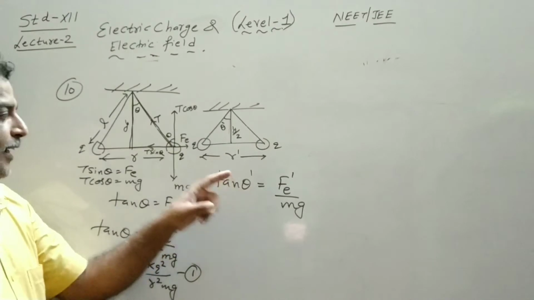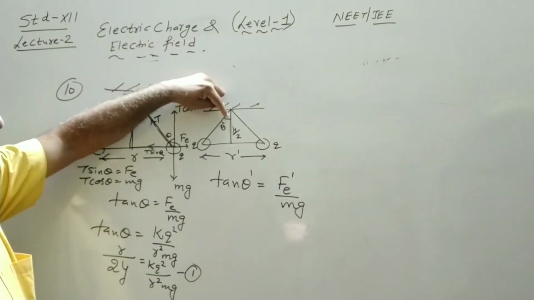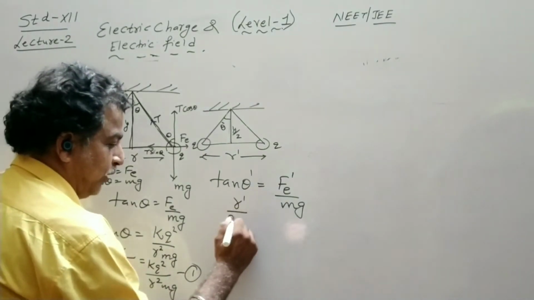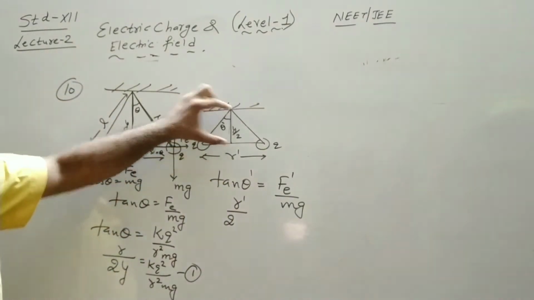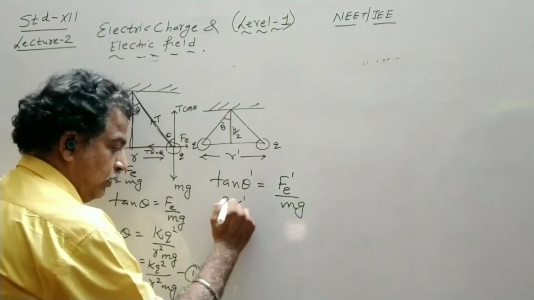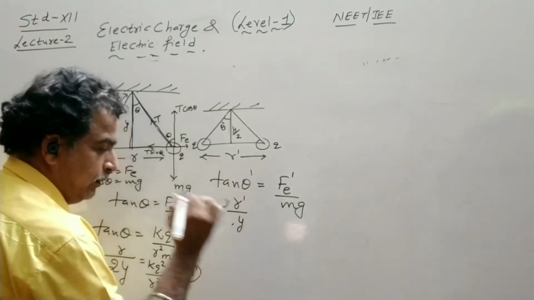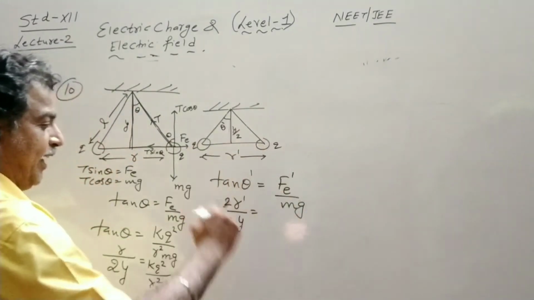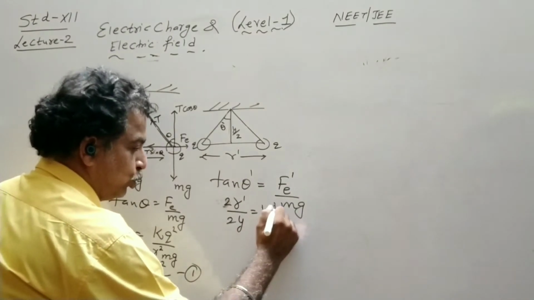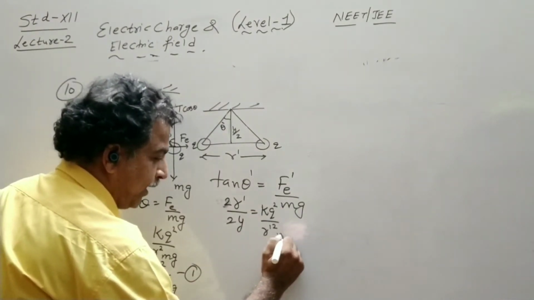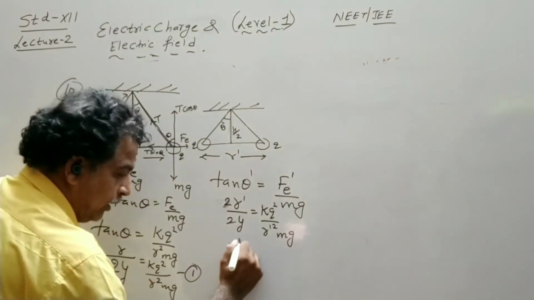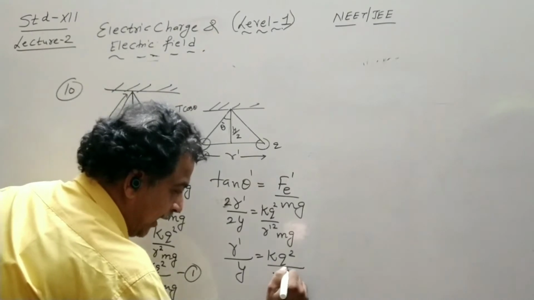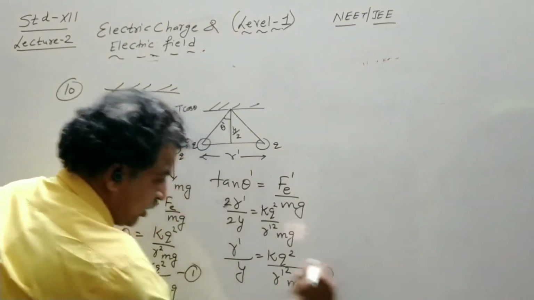Now tan theta dash, again theta dash, tan theta dash is opposite, that is R dash by 2, adjacent y by 2. So this 2 gets cancelled. So I am writing 2 only. This is equal to Fe dash, that is K Q square. Now the distance is R dash square mg. Therefore R dash upon y is equal to K Q square R dash square mg. That is equation number 2.